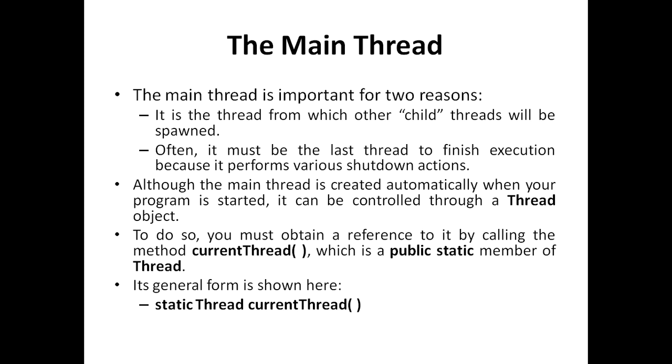As I told, the main thread is automatically created when your program is started. It can be controlled through a thread object. If you want to control the main thread, you have to obtain a reference to it by calling the currentThread method of the Thread class. The syntax of currentThread is static Thread currentThread. The function is a static function, so you need not create an object of the class. You can directly call the currentThread method, and the return type is Thread, which is an object of the Thread class.